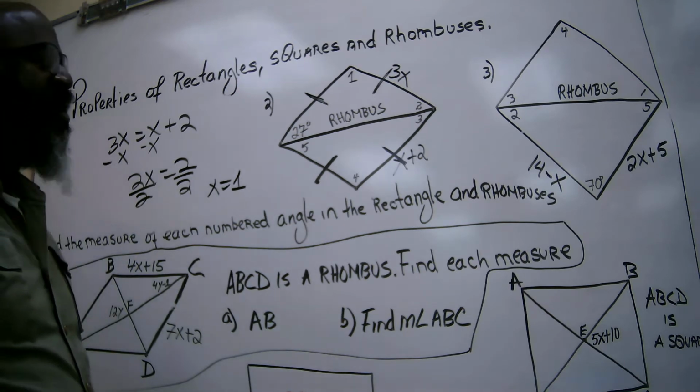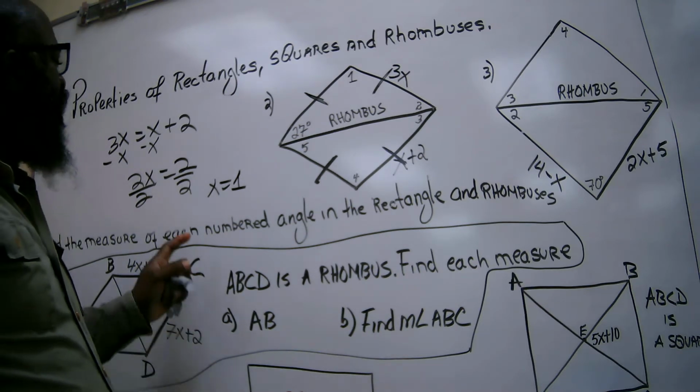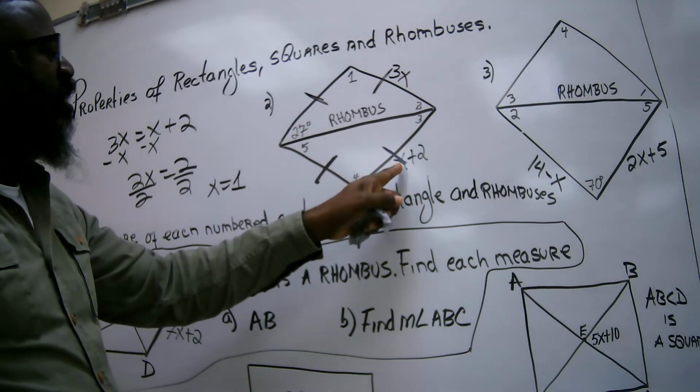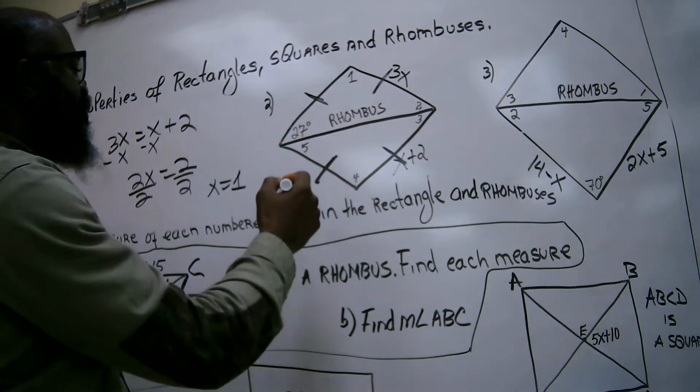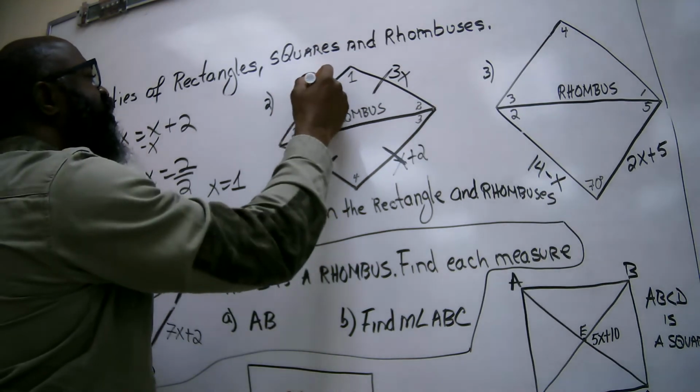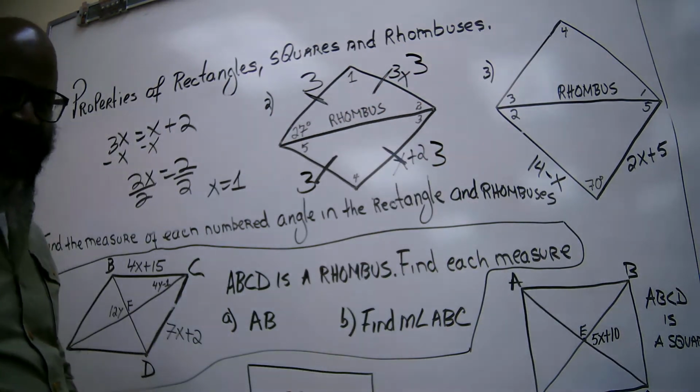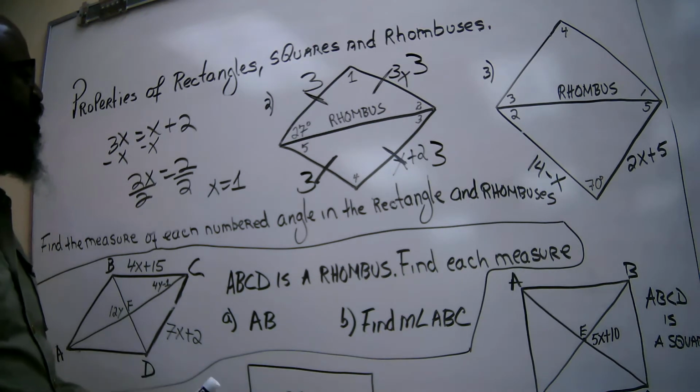Again, if you want to find the length of each side, you will substitute: 3 times 1 is 3, and 1 plus 2 is 3. So therefore, each side will be 3 units. That proves it is a rhombus. All 4 sides are congruent. Now, let's deal with the angle.